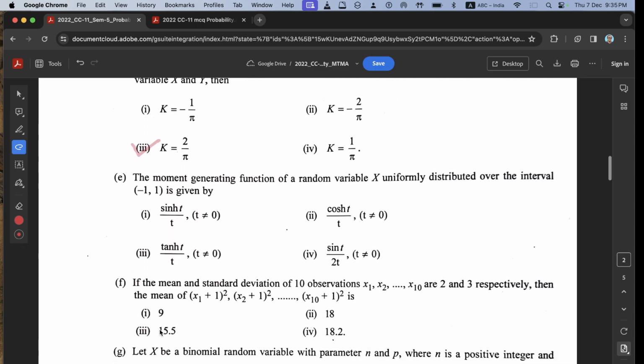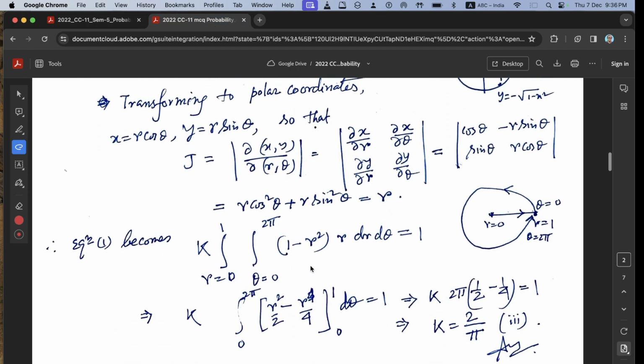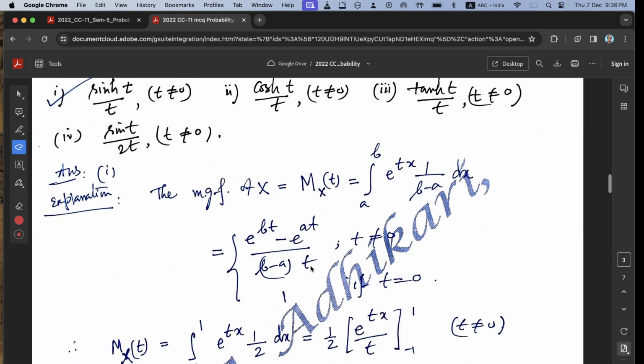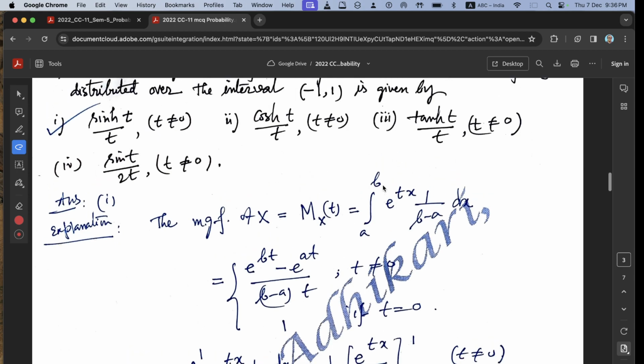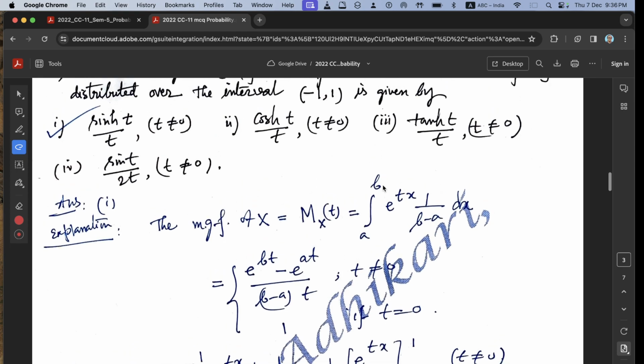Question E. The moment generating function of a random variable X uniformly distributed over the open interval (-1, 1) is given by this. Now the moment generating function of X, that is M_X(t), is equal to the integral from a to b of e^(tx) times 1/(b-a) dx, for a uniform distribution within the open interval (a, b).